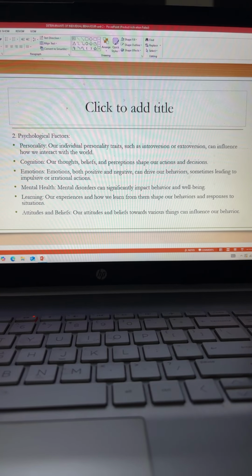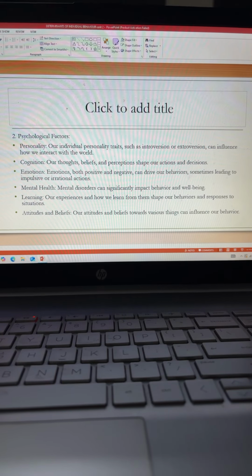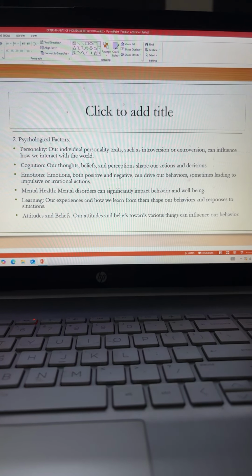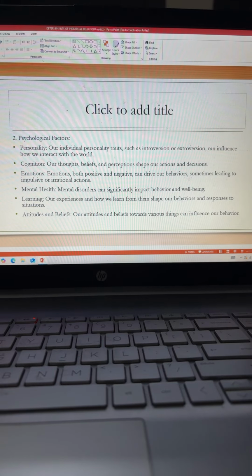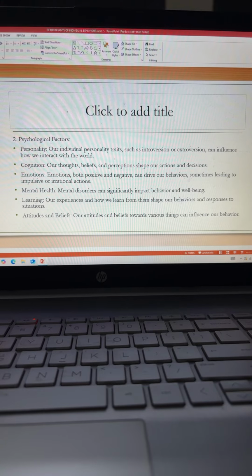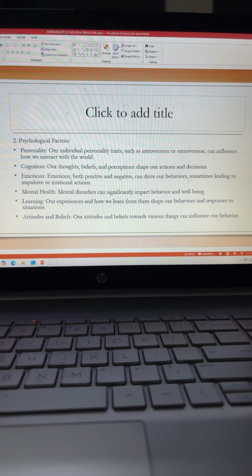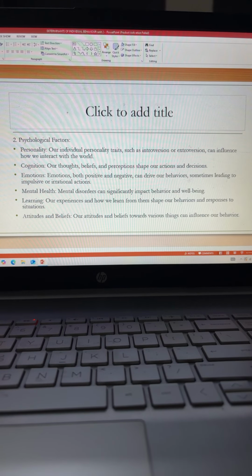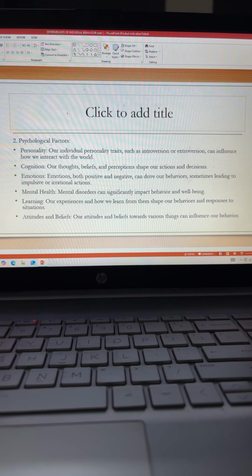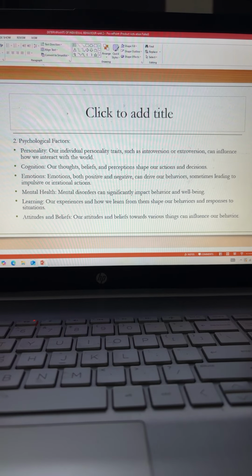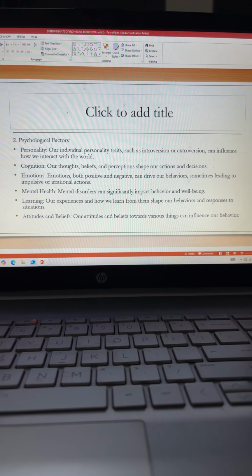The next factor is the psychological factors. The psychological factors include the personality of the individual, whether the person is an introvert or extrovert, which influences how the person interacts with the outer world. Then there are the cognitive factors, that is the thoughts, beliefs, and perceptions of the individual that affect the shaping of the actions of the individual. Emotions may be both positive and negative, and they drive the behavior of an individual. Sometimes it may lead to impulsive and irrational action by the individual.